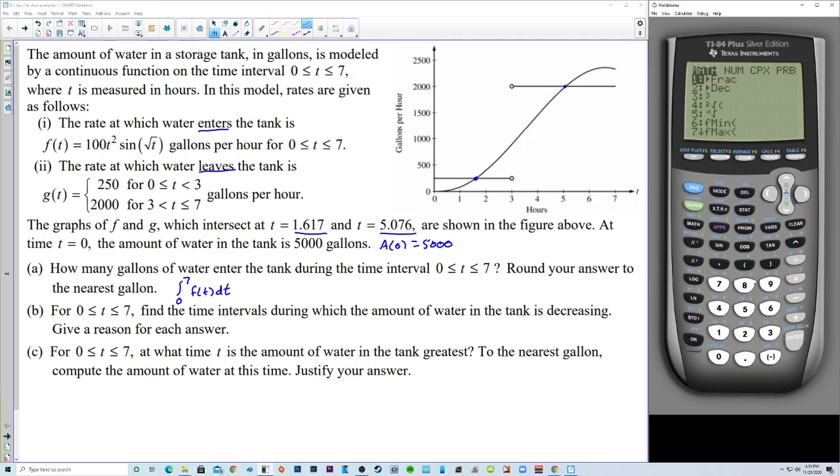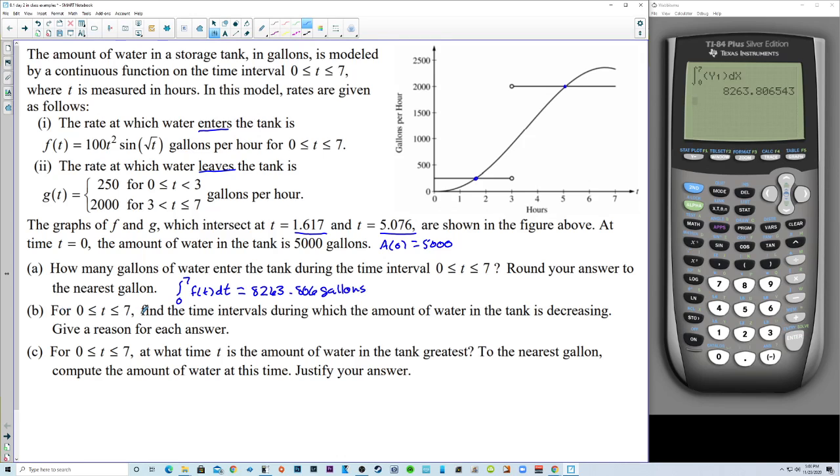So we're going to go math number 9. We're going from 0 to 7 because the question is how much water enters the tank, ignoring how much is leaving the tank. So then we can go variables, y1. We're integrating with respect to x on the calculator. And the answer is 8,263.806 gallons.